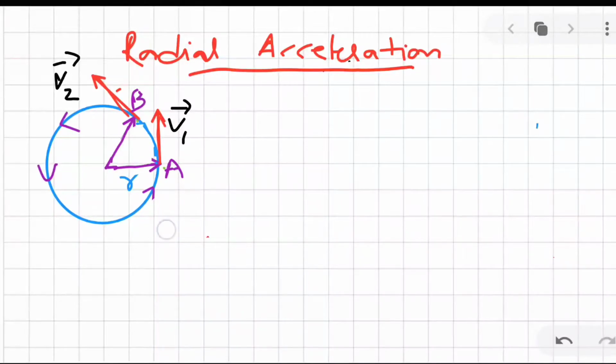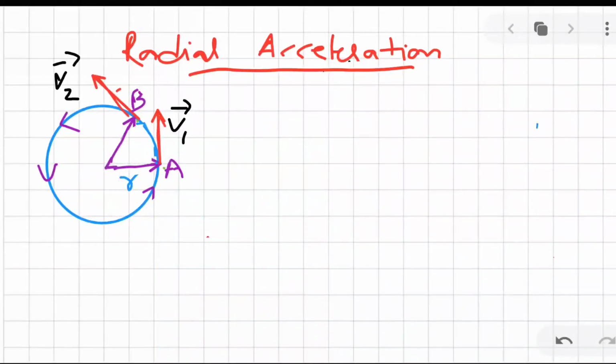Now we have this particle which is moving in a circular path. It is moving like this in anti-clockwise direction. So at locations A and B, we are marking the direction of velocity. That is done by drawing a tangent. So at A, this is the tangent, so this is the direction of velocity. At A, it is marked as V1. At B, again, one tangent is drawn, and this is the direction of velocity V2 at B.